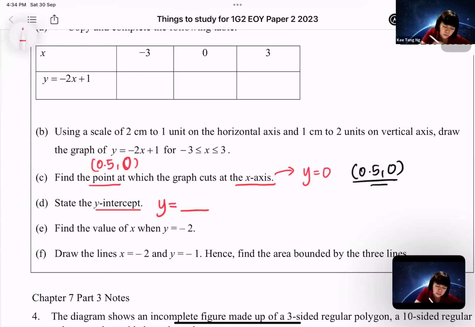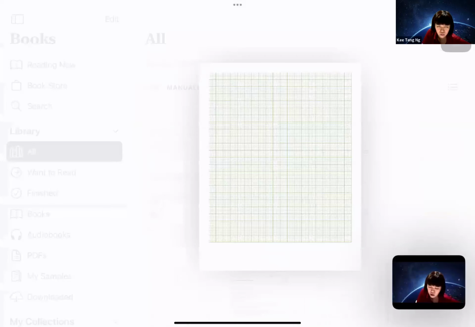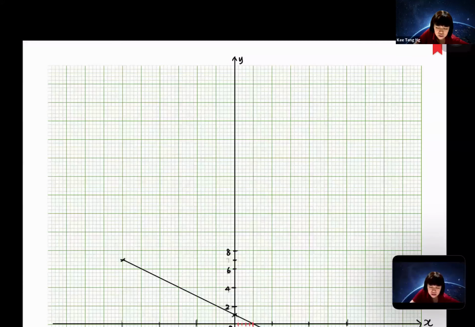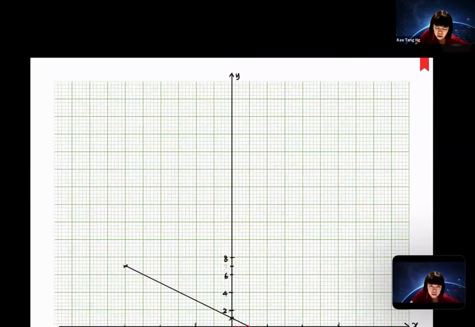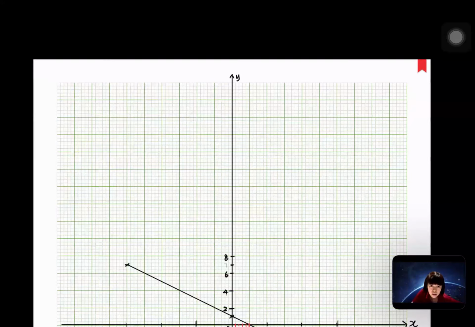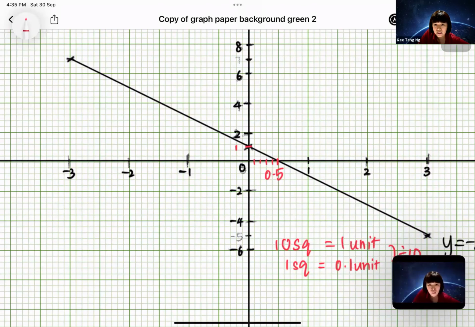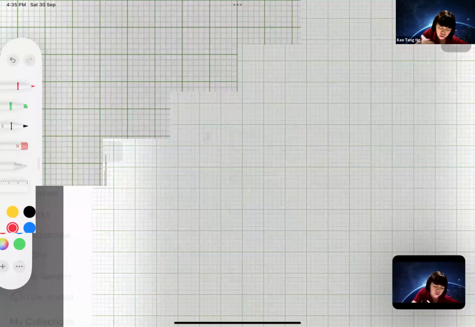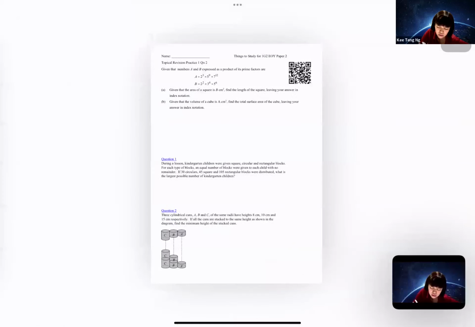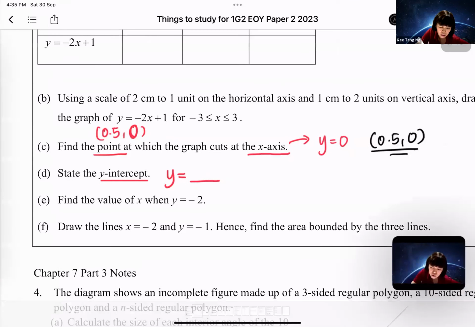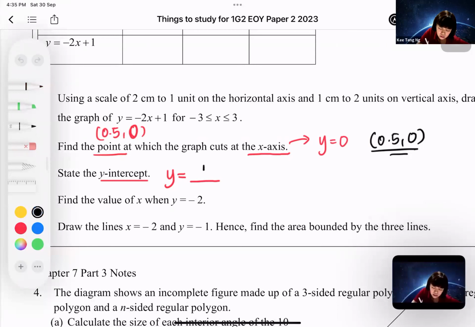What is that number? You all have your graph? Maybe you can read for me. When you cut the y-axis, this is my y-axis, right? The y-axis is the vertical line. Where did it cut the y-axis? 1. Yes, correct. Here, this number is 1. But they didn't want coordinates, so they only want the y-intercept value. So in this case, my y-intercept value is just y equals to the number 1. That will be the answer.